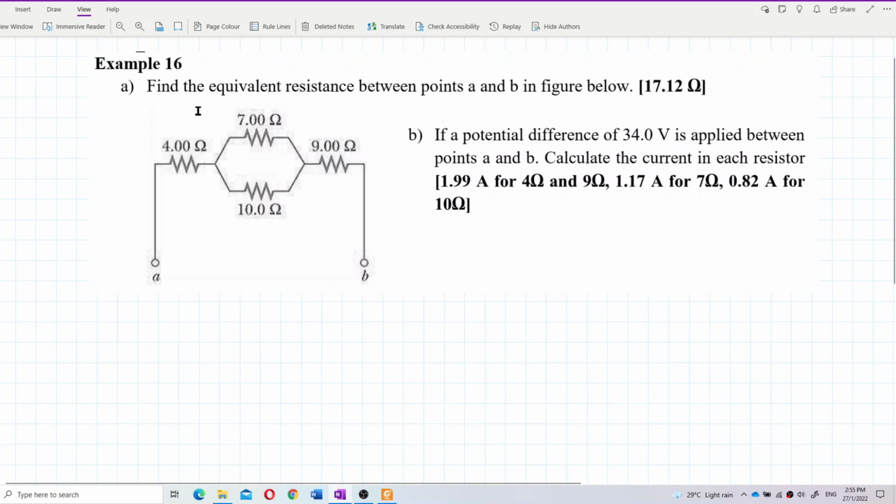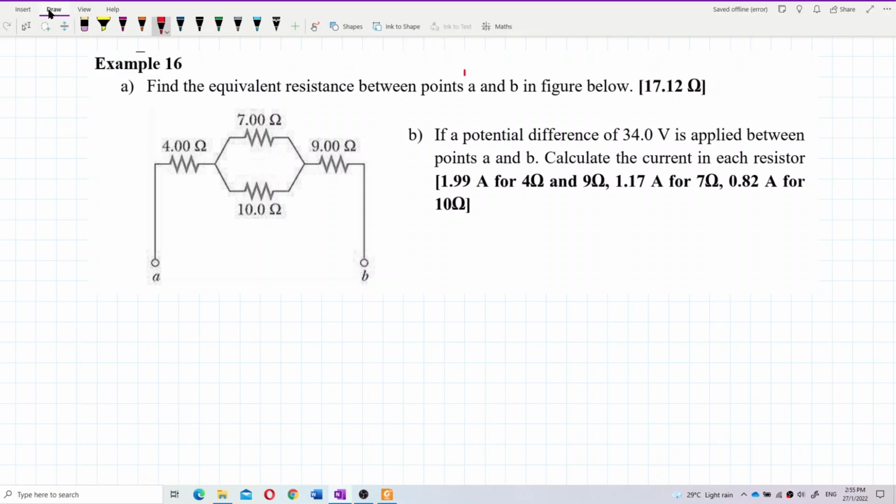Okay, find the equivalent resistance between points A and B in the figure below. So between points A and B is the main circuit. This is the main circuit, the main circuit is here.